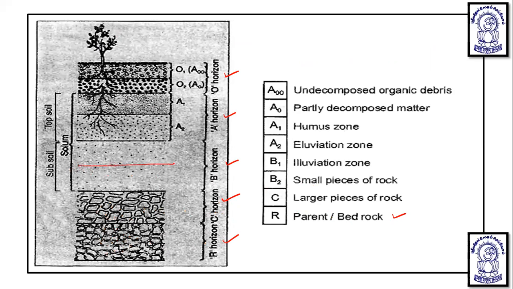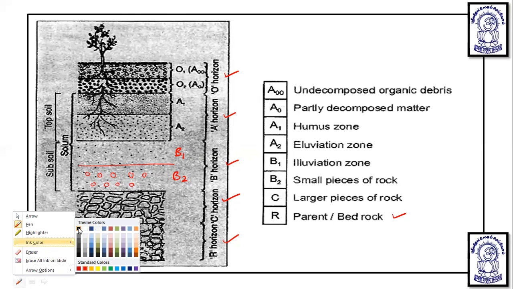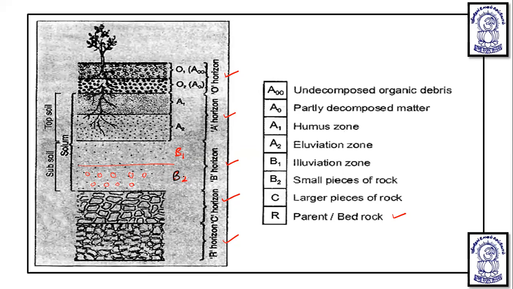See here, if we divide the B horizon, then it is B1 and B2. And in B1 also you will see the presence of small horizons. Okay, so this is B2 and this is B1, and you will see here such type of small pieces of rock. So up to this, what happens? This is particularly how the rock is degrading by the weathering process or breakdown, and they are enriching the soil.